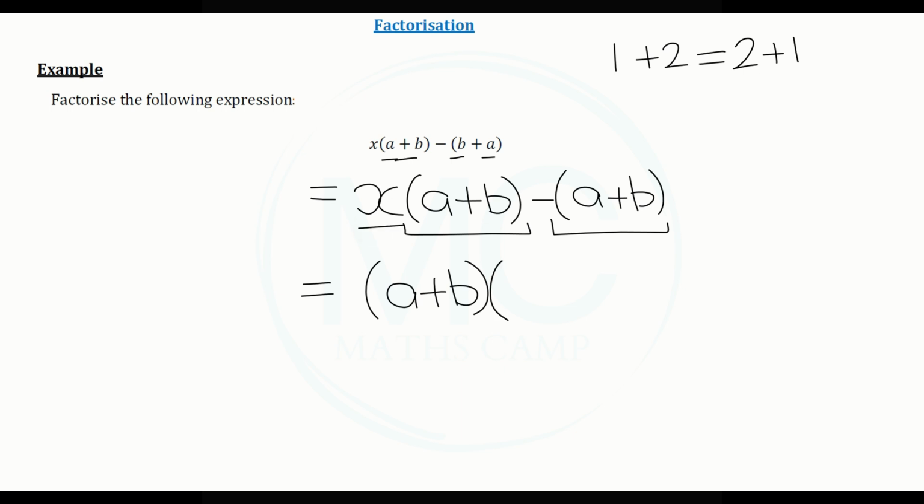From the first term, we're left with x. Then we have a minus sign. And remember, when you take out a common factor or take out any factor, you are actually dividing. So the bracket of a plus b divided by the bracket of a plus b leaves us with 1. So we have a minus sign, and then we have 1.